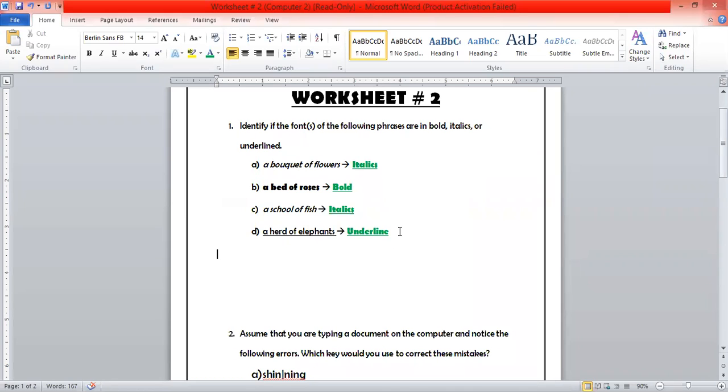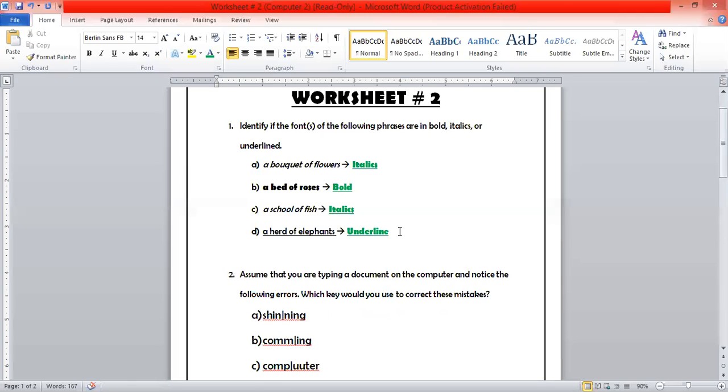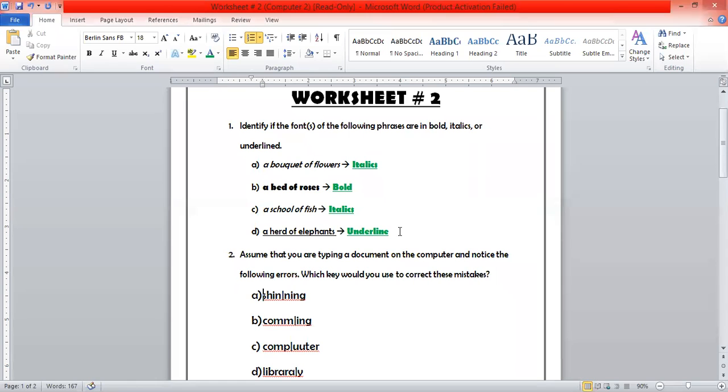Question number two is very easy. We did that type of question in the book also. See, there are some words. The question says, assume that you are typing a document on the computer and notice the following errors. You find some mistakes in these words. Which key would you use to correct these mistakes? We have two keys, backspace and delete.